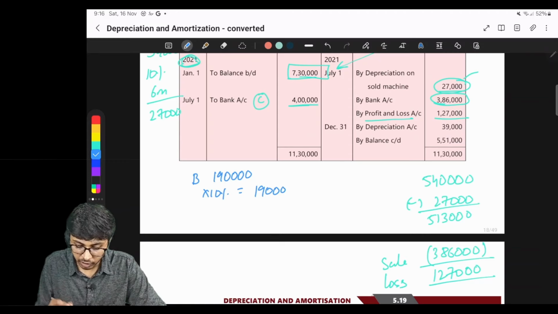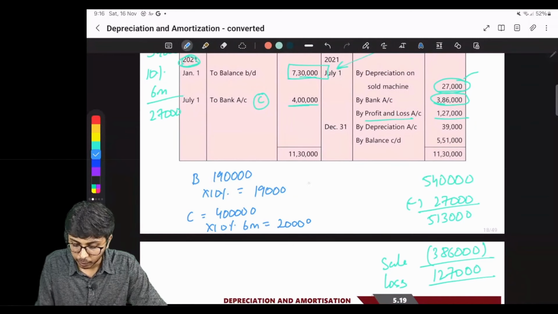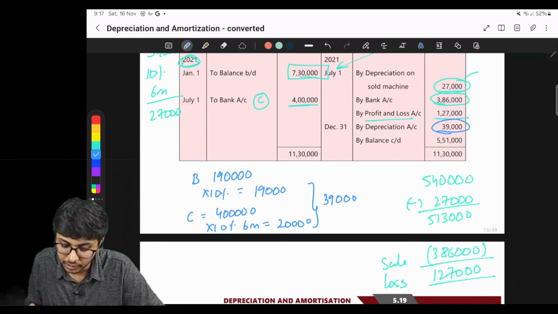Only 6 months. We are providing only for 6 months. So it is 4 lakh asset, 4 lakh asset into 10%. But how many months? Only 6 months. So that will come to how much? Only 20,000. Correct. So put together my depreciation should be 39,000. So that is my 39,000 here.